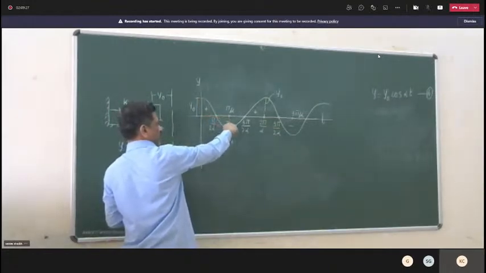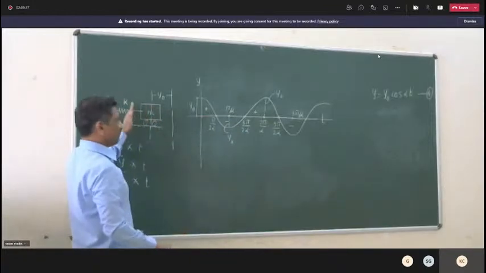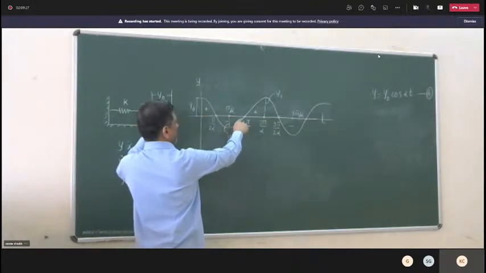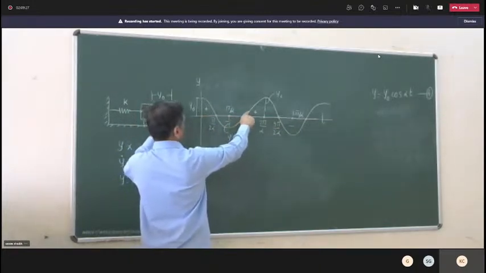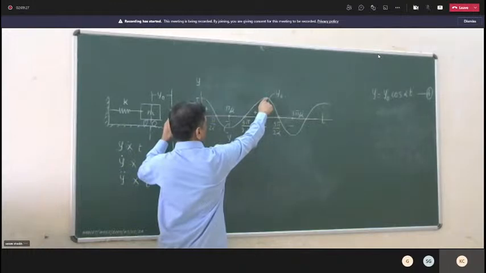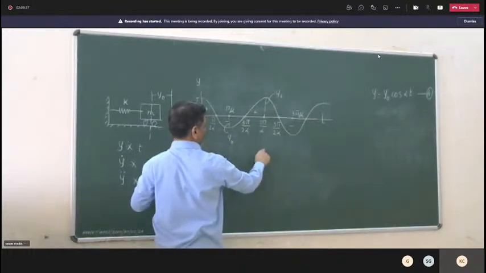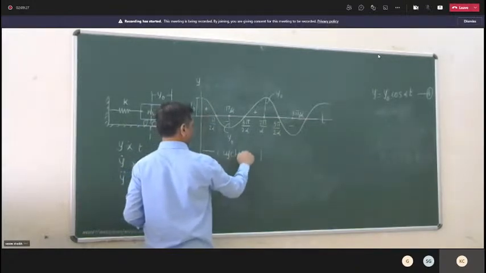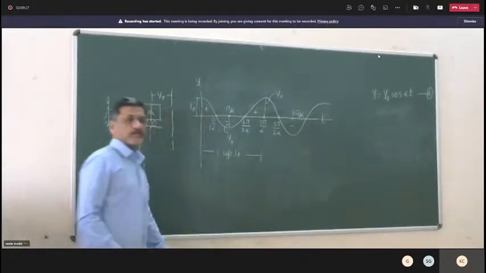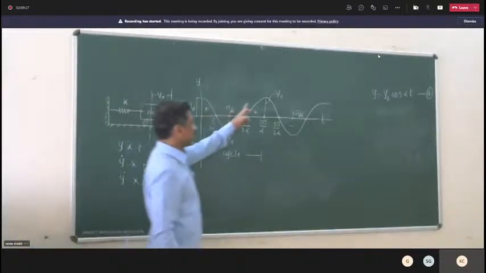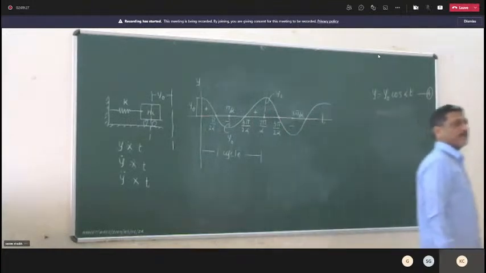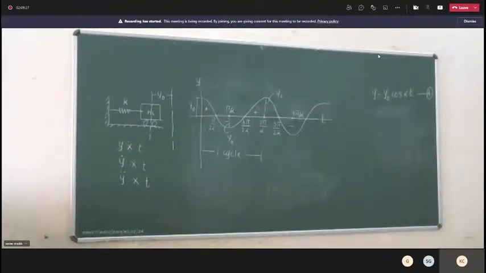Then it goes to the negative extreme, minus y0. Then again it comes to the neutral position, and then again goes to the positive extreme. This is one cycle of operation. And then the cycle keeps on repeating infinitely. This is how physically you can interpret the graph. Okay?